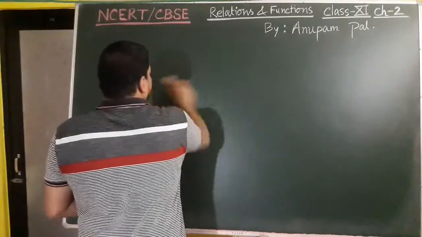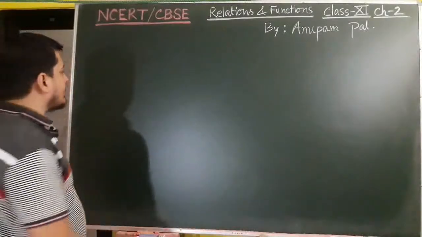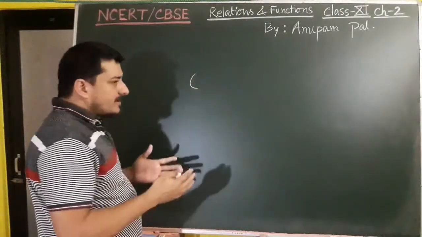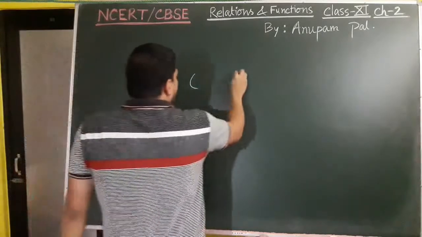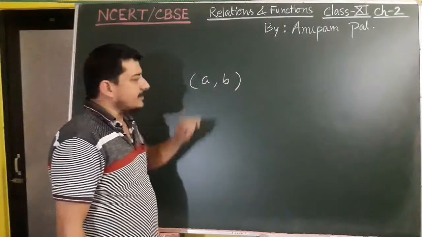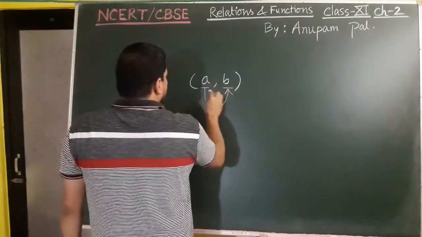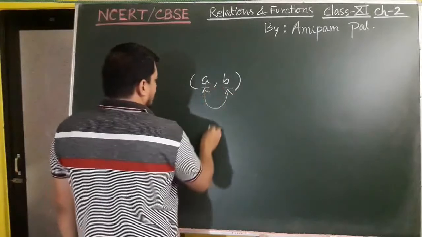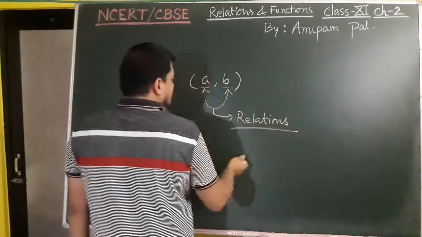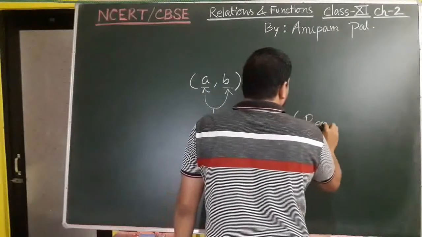Just remember, whenever we talk about relations in this chapter, we actually try to find the recognizable link or recognizable connection between the two entities of the ordered pair. For example, if the two elements of the ordered pair are A and B, then by relation we actually try to find the relation between these two elements. So this is nothing but a relation, or a recognizable link.